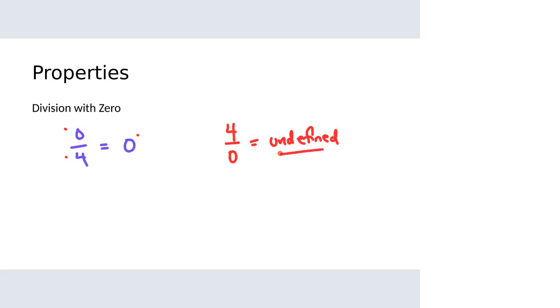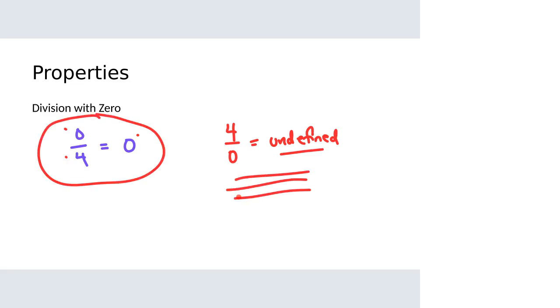It's okay to do 0 divided by a number. That's okay. We just get 0 as an answer. But it's not okay to divide by 0. That's undefined. Doesn't make any sense.